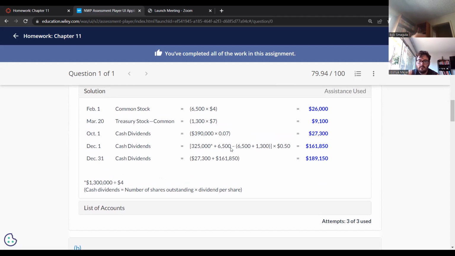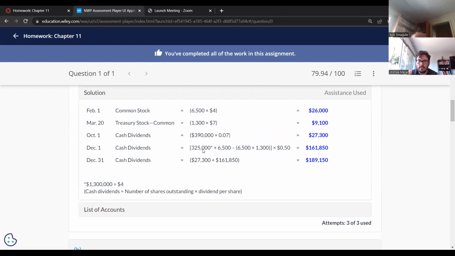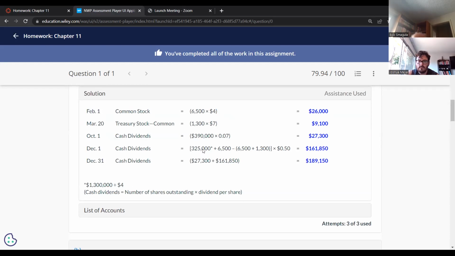You have 1,000,003 in cash dividends. Number of shares. Common stock, 65,000. Hold on, I just want to look at this real quick. Yeah, on October 1st, that had to be preferred stock when they're multiplying it by a percentage. The 27.3. Cash dividends, 325 plus 6,500 and 1,300.